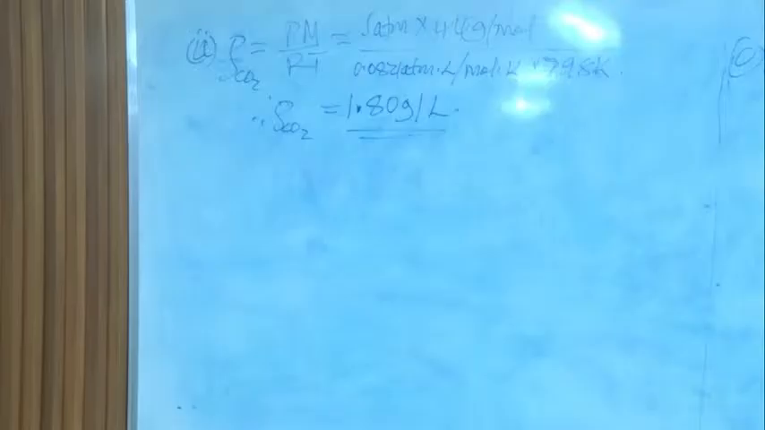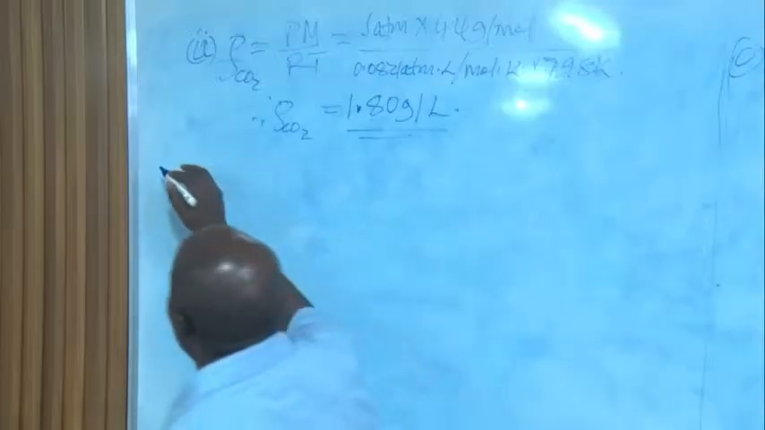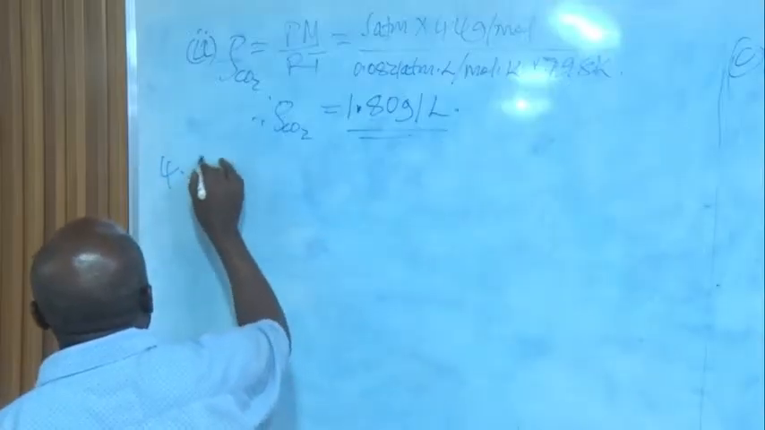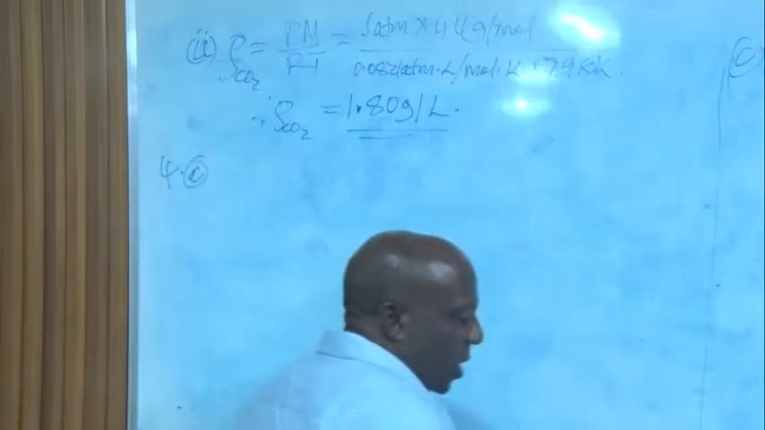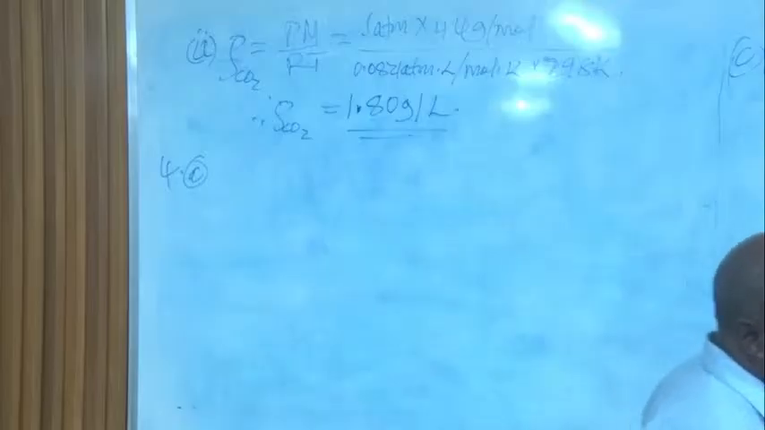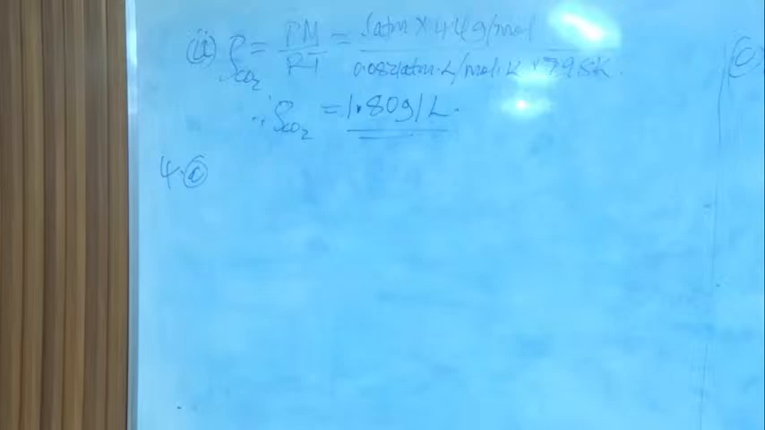Now question number 4 is about colligative properties of solutions. Now, question number 4A, Roman 1. How does the vapor pressure lowering affect cooking processes?